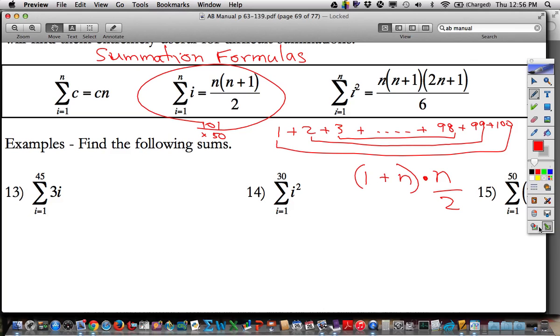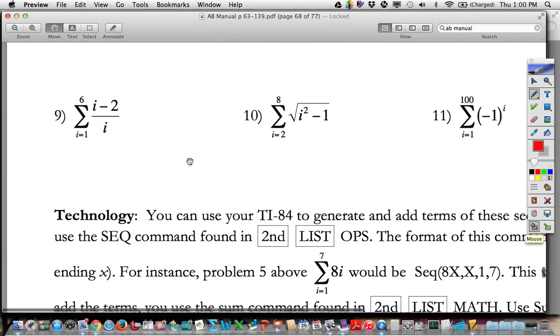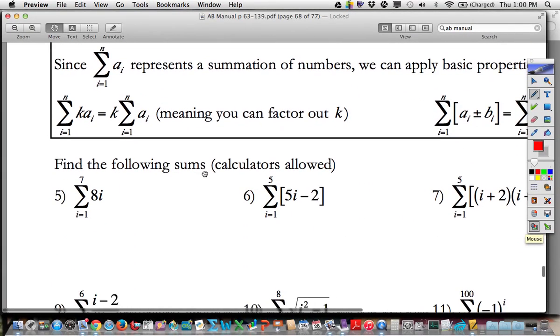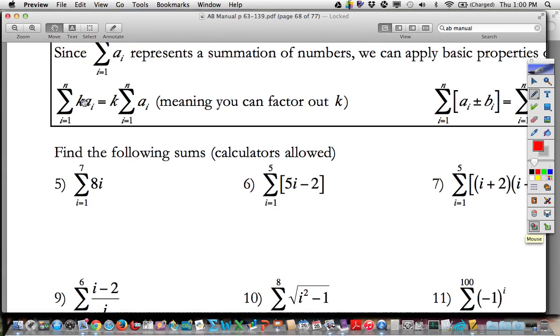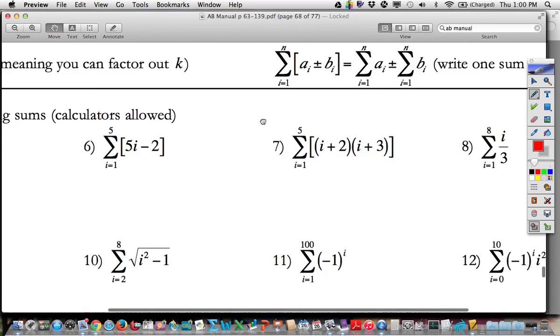Now, oh, by the way, I skipped this, so let me go back to it real quick. This is probably not surprising to you, but if you have a sigma and you have a constant inside the sigma, you can pull the constant out in front. If you're adding up things inside of a sigma, you can split it up into separate sigmas.